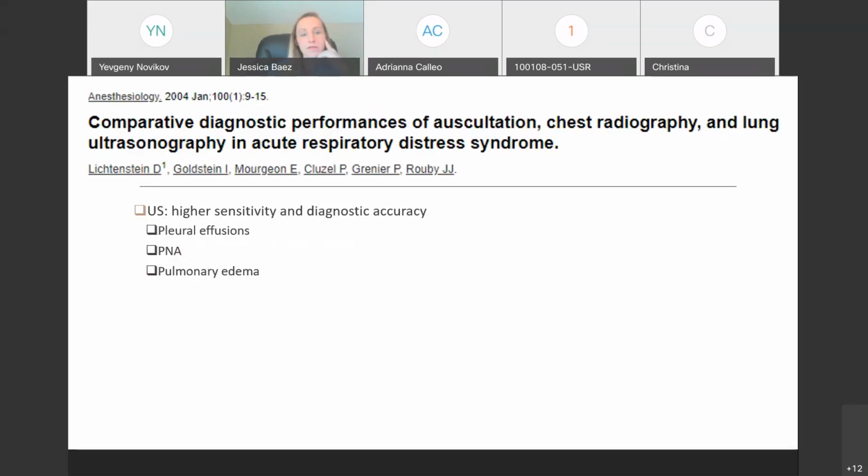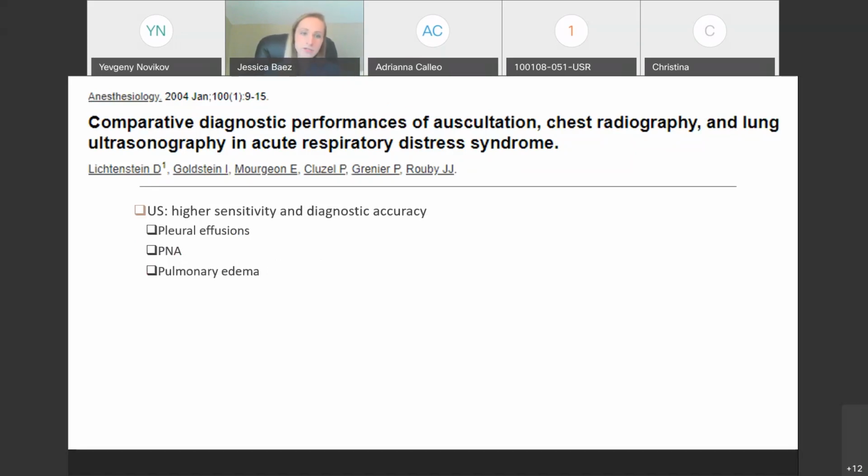And similarly, there were studies looking at how ultrasound does in terms of other diagnoses. So this is a super old study, but it was actually published by Dr. Lichtenstein, who is considered a father of lung ultrasound. He's published a ton of literature about this, and this is one of the landmarks that he did. It was a prospective study, only including 32 patients.